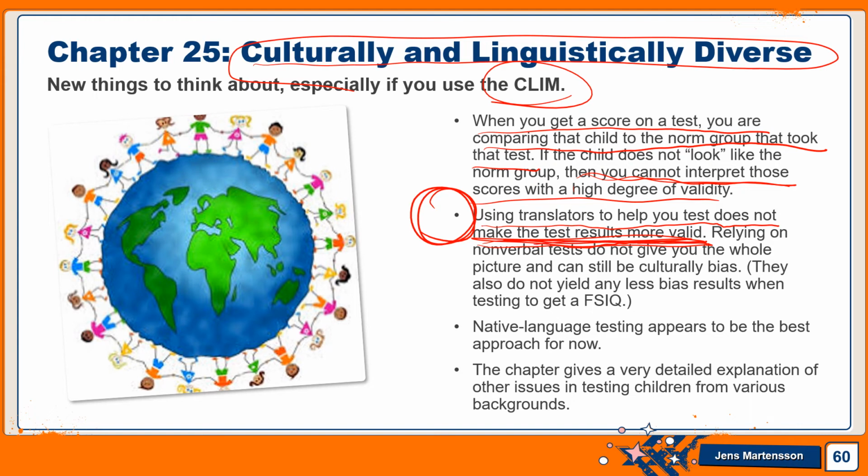There are occasions where you have to do it because there are no cognitive tests in Vietnamese, and of course more nonverbal tests might be appropriate. But even relying on nonverbal tests does not give you the whole picture. It doesn't give you a GC, and it can still be culturally biased. The pictures in those nonverbal tests can be culturally biased because they show normal kids in America, not Cambodia. They also do not yield any less biased results when testing to get a full scale.